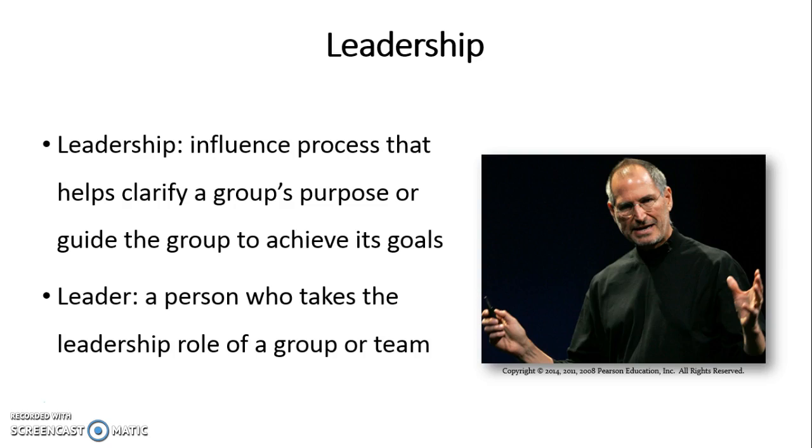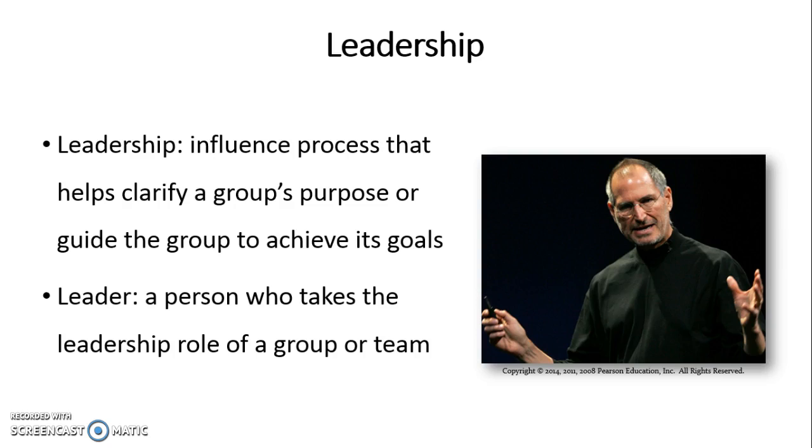In its barest definition, leadership is an influence process that helps clarify a group's purpose or guide the group to achieve its goals. And the leader is a person who takes the leadership role of a particular group or team. Oftentimes in our culture, we think of the leader as the boss, the person who tells everybody what to do and how to do it. But you see, by looking at these two definitions, that's not necessarily the case.